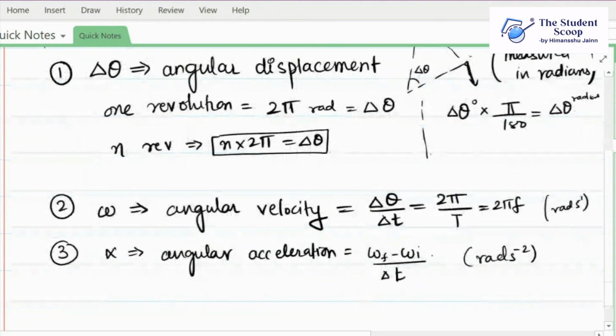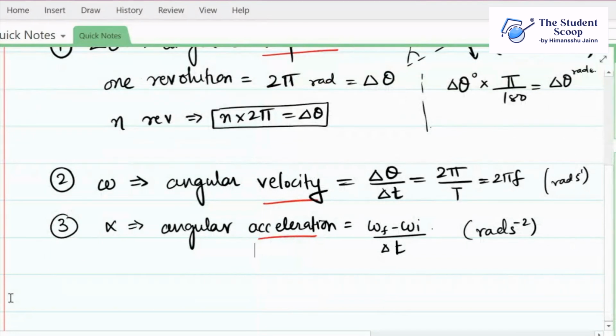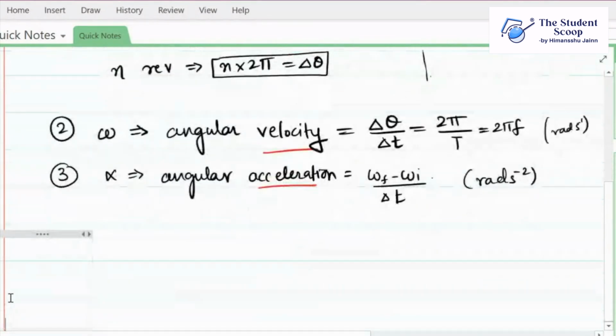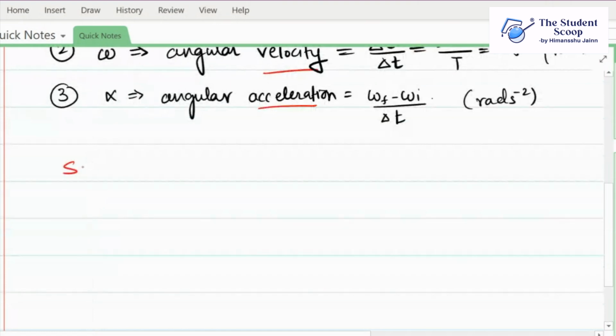Now, once we know those, they are the same as the kinematics that we learned in the first chapter, where there is displacement, velocity, and acceleration. What is the continuation of that part? The continuation is basically the same kind of SUVAT equations that we have. So we can have SUVAT of rotational kinematics.